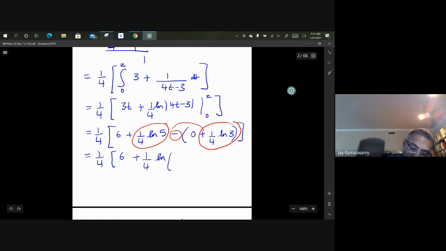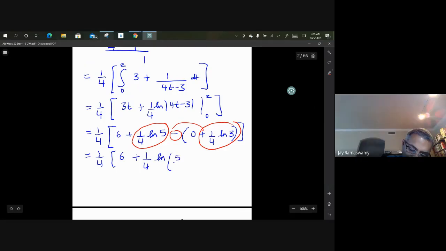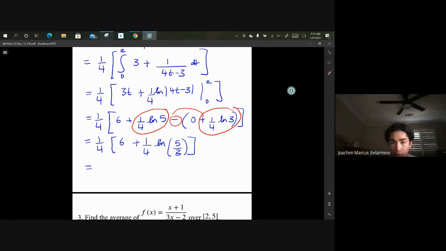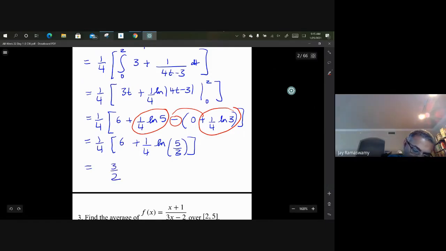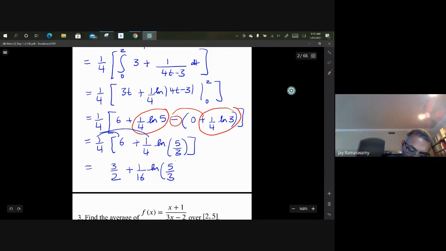Who remembers the quotient rule? ln 5 minus ln 3 is ln of 5 over 3. Observe, I pulled out that 1/4. You can leave it alone or you can distribute. If I were to distribute, what's 6 over 4? 3 over 2. In case you say, what am I doing? I'm distributing. Is that clear? And what's 1/4 times 1/4? 1 over 16. ln 5/3. That is your final answer.